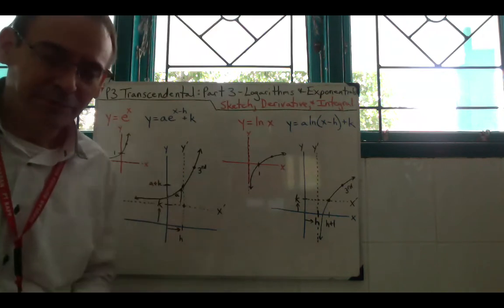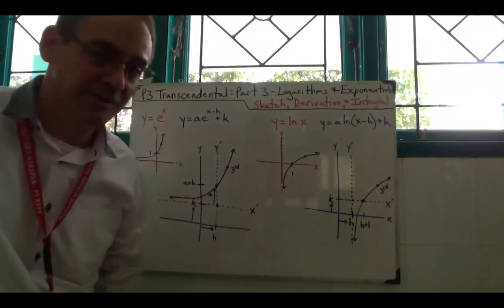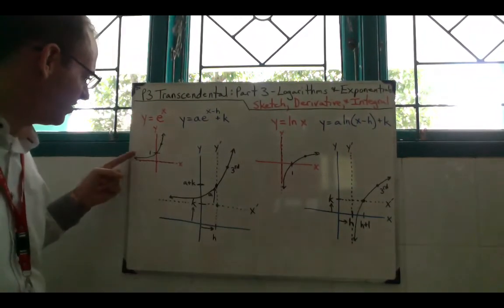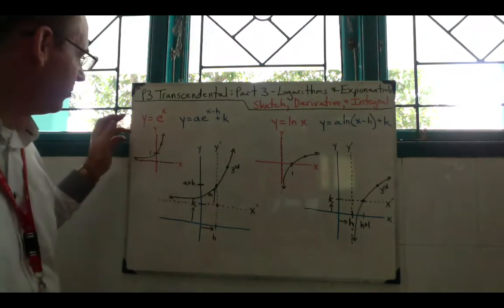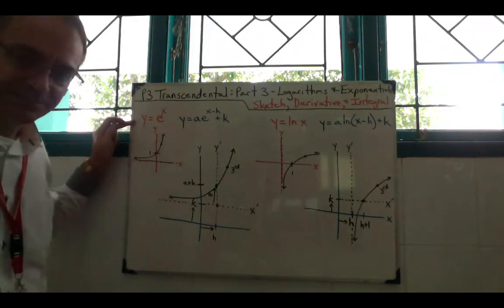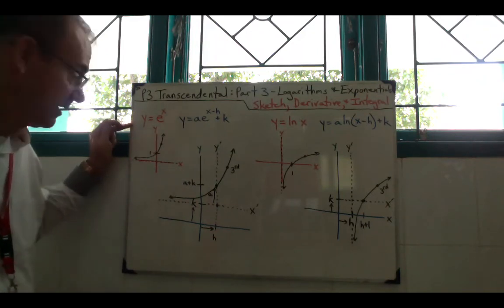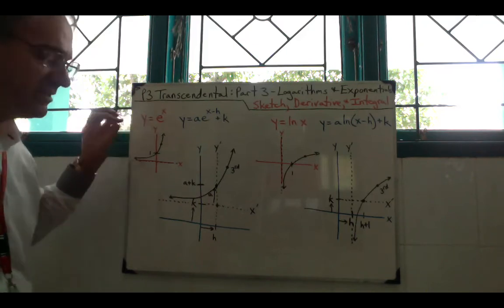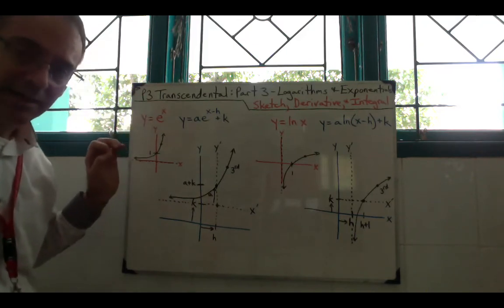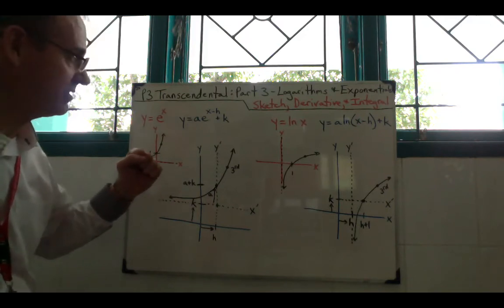Hopefully you remember from your past experience talking about parent functions. A parent function is just the basic graph. And so here we have y equals e to the x. This will represent our exponential parent function. This would basically hold true for any base, but we're going to focus on base e. This is the one you'll most likely face in Cambridge questions.